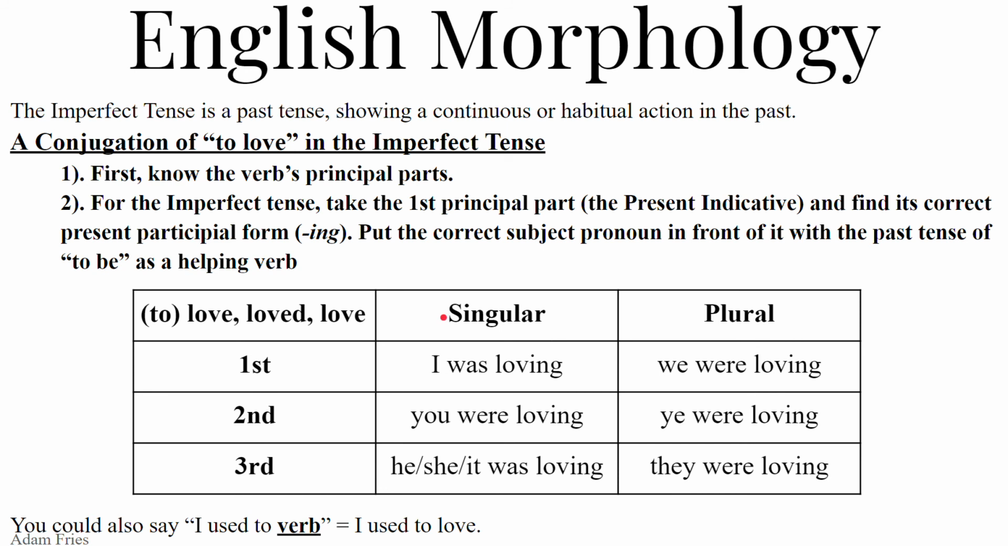I was loving. It's not I loved. Snap of the fingers. The action's over. It's completed. It's done. That's a different tense. I was loving. I used to love. Happened for a long period of time. It was a habit in the past.